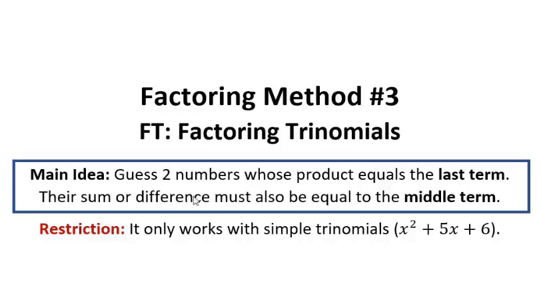So, following the main idea in this example, we could say that the numbers are 3 and 2, because 3 times 2 gives you 6. So I know that those two numbers give me the last term as a multiplication, right? So 3 times 2 gives me 6. But also, 3 plus 2 gives me 5, which is the second part of the idea. That guarantees that the answers will be 3 and 2.